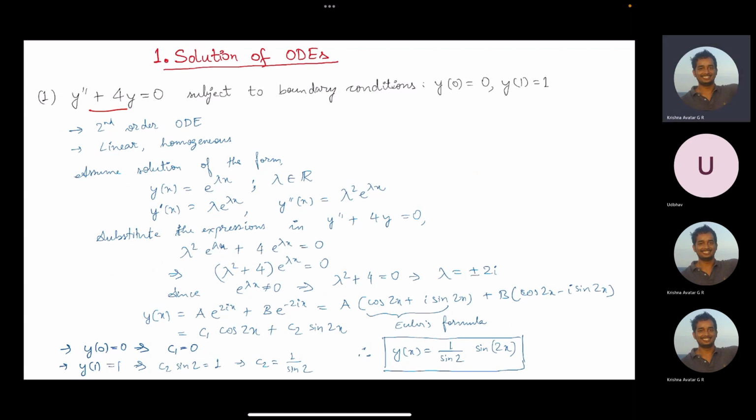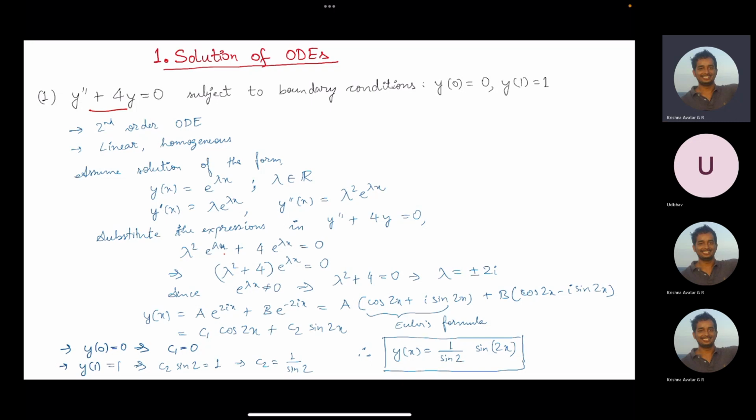In order to solve the problem, let's assume a solution of the form y(x) is equal to e to the power lambda x, where lambda is an element of the reals, and we differentiate with respect to x to get y prime of x is equal to lambda e to the power lambda x, y double prime of x is equal to lambda square e to the power lambda x. Then we substitute the expressions in y double prime plus 4y is equal to 0, such that we have lambda square e to the power lambda x plus 4 e to the power lambda x is equal to 0. Then we factor out e to the power lambda x.